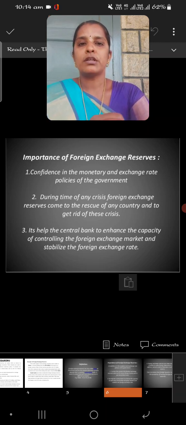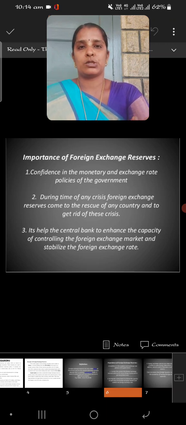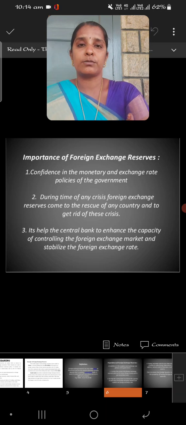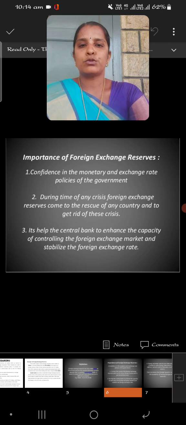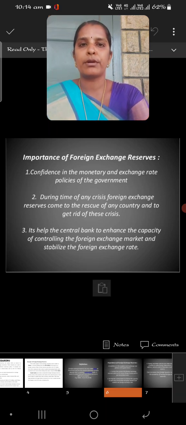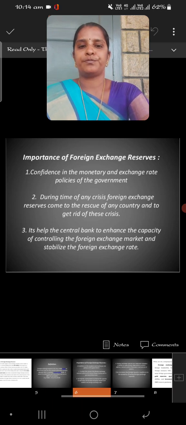First one is confidence in the monetary and exchange rate policy of the government. Second, during any time of crisis, foreign exchange reserves come to rescue the country, and we can overcome the crisis. For that also we have to hold some amount of foreign exchange reserves. Third, it helps the central bank enhance its capacity to control the foreign exchange market and stabilize the exchange rate, for example between the Indian rupee and the US dollar.